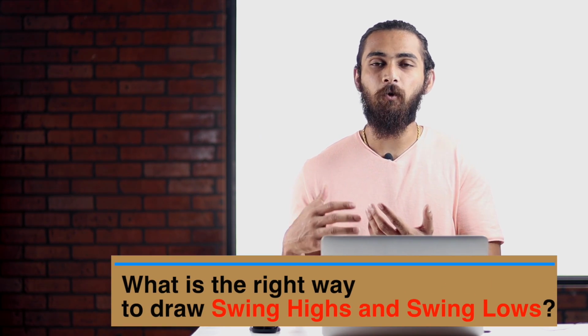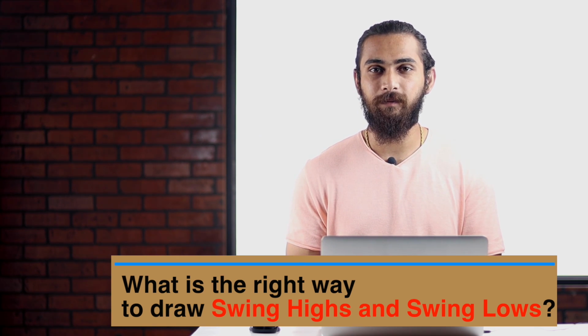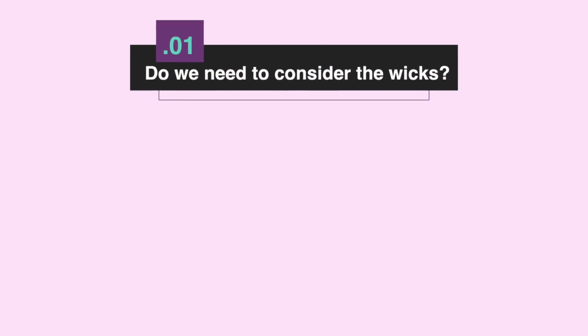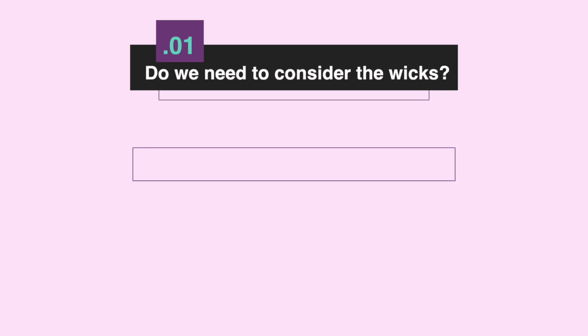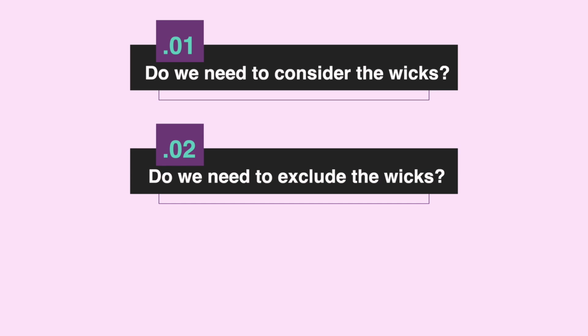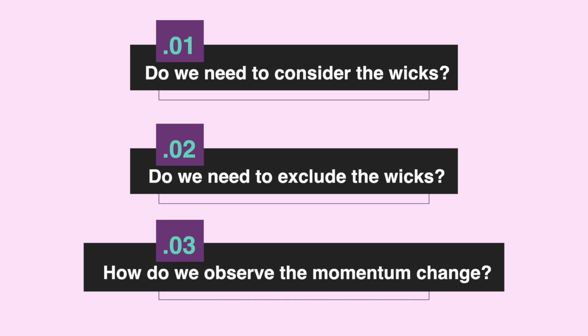There has always been a debate about what is the right way to draw swing highs and swing lows. And there are a lot of questions regarding this topic. Like, do we need to consider the wicks or do we need to exclude the wicks while drawing highs and lows? And how do we observe the momentum change? Let's try to understand this one by one.